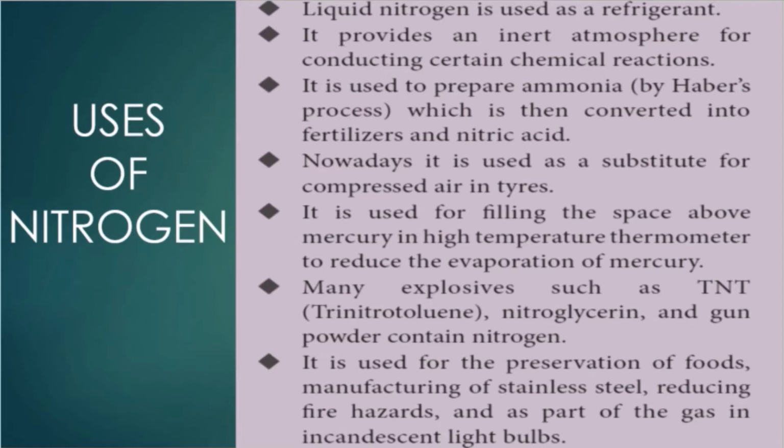Uses of nitrogen. Liquid nitrogen is used as a refrigerant. It provides an inert atmosphere for conducting certain chemical reactions. It is used to prepare ammonia, which is then converted into fertilizers and nitric acid. Nowadays, it is used as a substitute for compressed air in tires. It is used for filling the space above mercury in high temperature thermometers to reduce the evaporation of mercury.